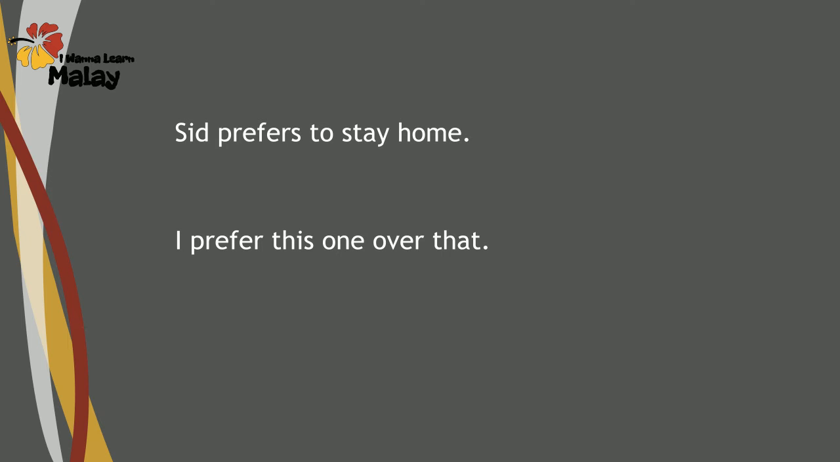So we'll look at examples to understand the usage of all the words and the prefix ter in a sentence. How do you say Sid prefers to stay home? To prefer something, you say lebih suka. Sid lebih suka duduk rumah. Translated, it means Sid likes to stay at home more.